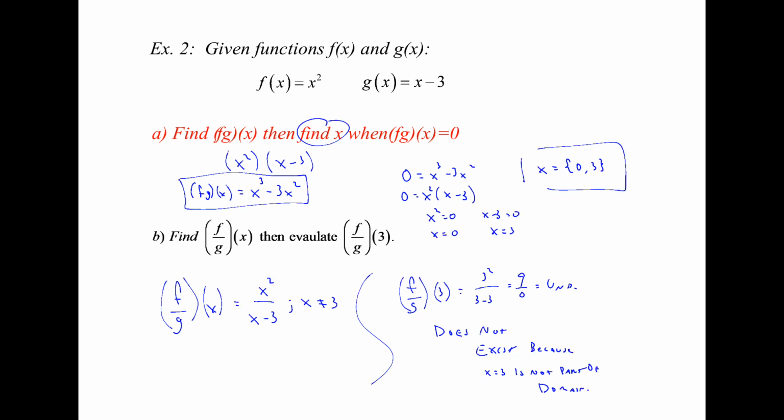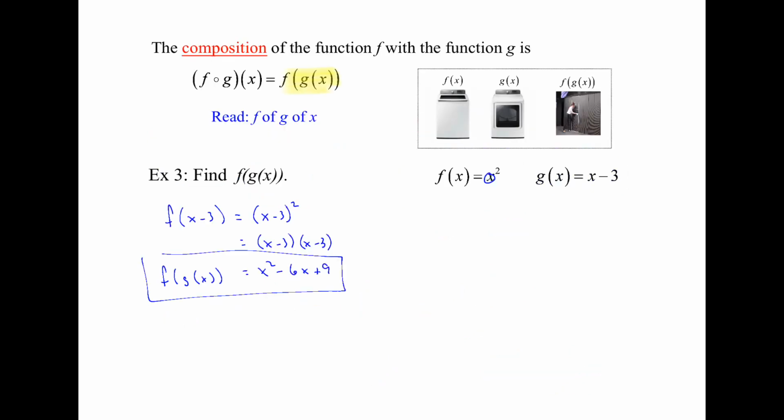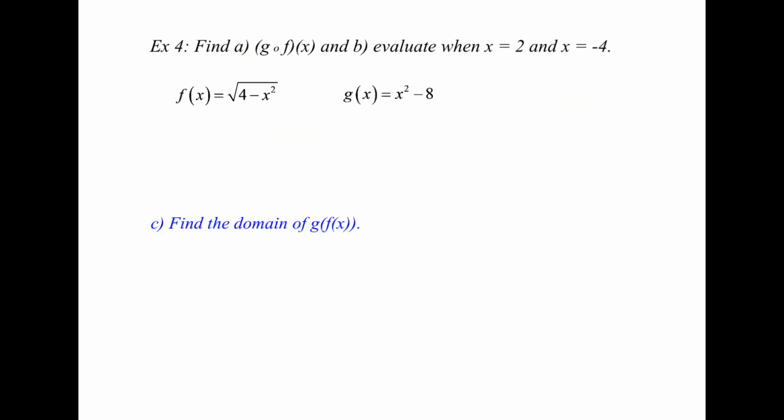Alright, we will now move on to compositions. I did that one with you guys earlier. Let's move on to example 4. We're going to look at g of f of x, and then we're going to evaluate when x is 2 and when x is negative 4. So remember, pay attention to the order. It's g of f of x.